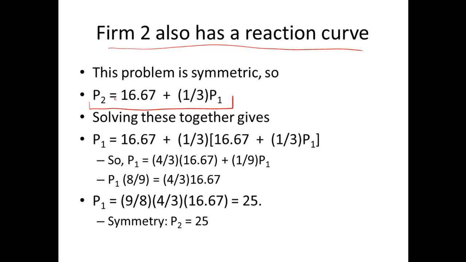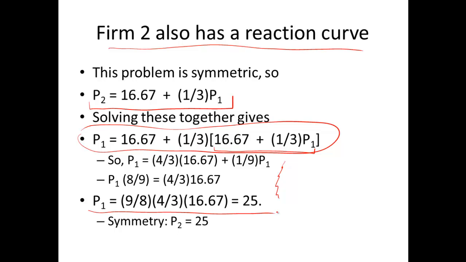That means we end up with a firm 2 reaction curve that looks like this. And we can plug P2 into firm 1's reaction curve, and we end up with an equation that only involves P1. It's a little bit ugly, but if we solve it through a few steps of tedious algebra, we end up with P1 equals 25. And similarly, we'd find that P2 equals 25. Well, this is a big deal. We just found the equilibrium, which is kind of like a Nash equilibrium in prices. We're going to call this a Bertrand equilibrium for historical reasons, and we end up with prices of 25 for each of the two firms.